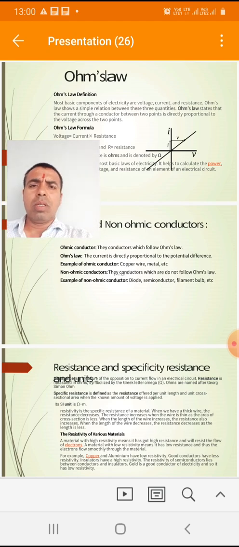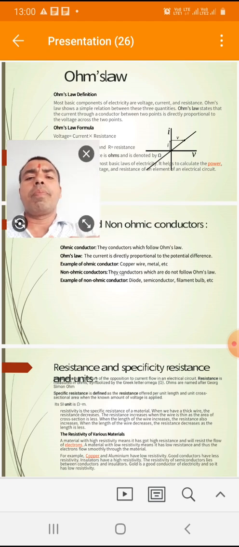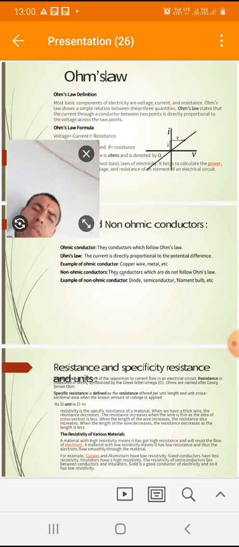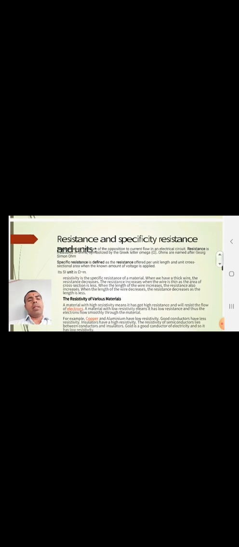George Simon Ohm, a scientist name. Okay, so let me increase the screen size. Okay, so is it clear now? Yeah, first we'll discuss Ohm's law, its formula, ohmic and non-ohmic conductors, examples, resistance and specific resistance, and units, and similarly the temperature coefficient of resistance. Yeah, it is enough now.